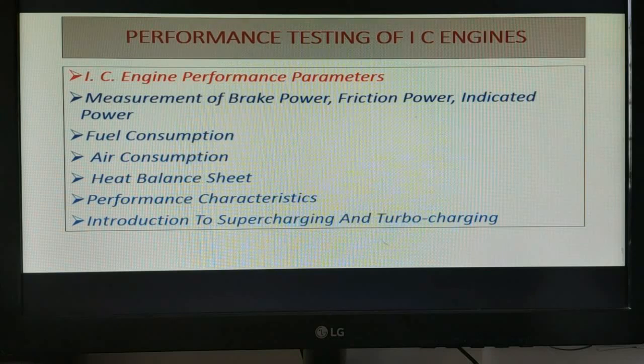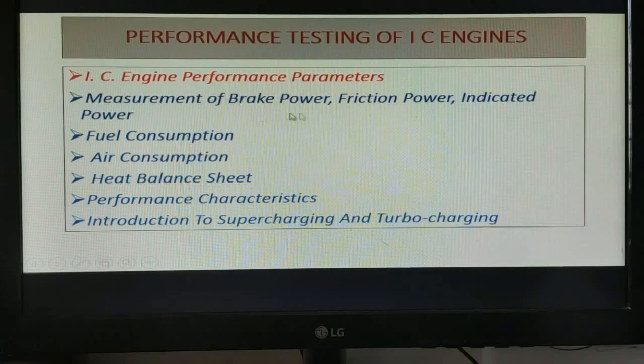See, whenever we are testing any engine, we are finding its performance characteristics, and what are the different performance parameters on which we can characterize the performance of the engine. Also, if you want to compare different engines, which engine is performing better, based on these performance characteristics you can decide which engine is doing better. There are different performance parameters.